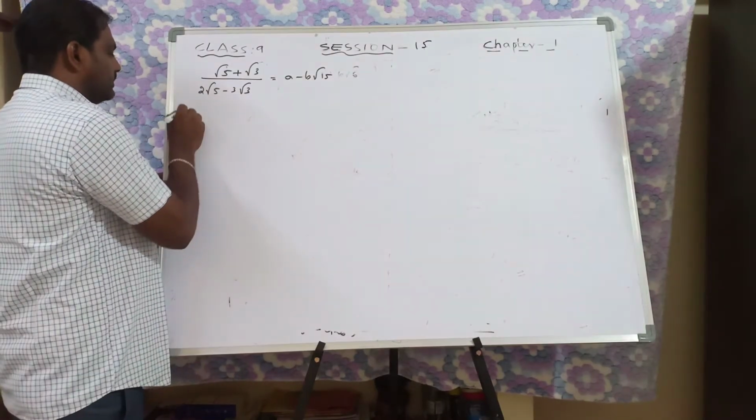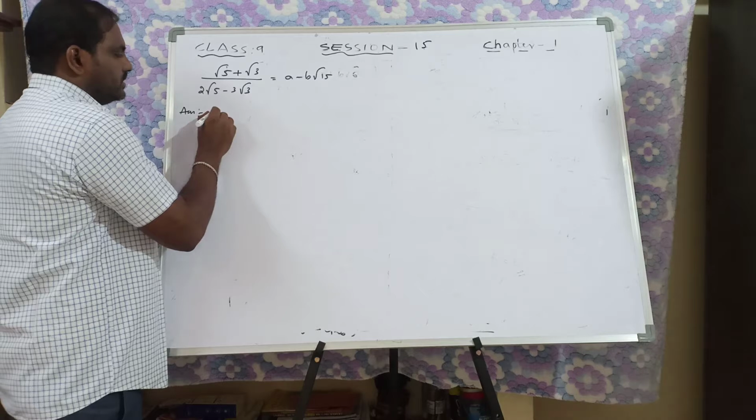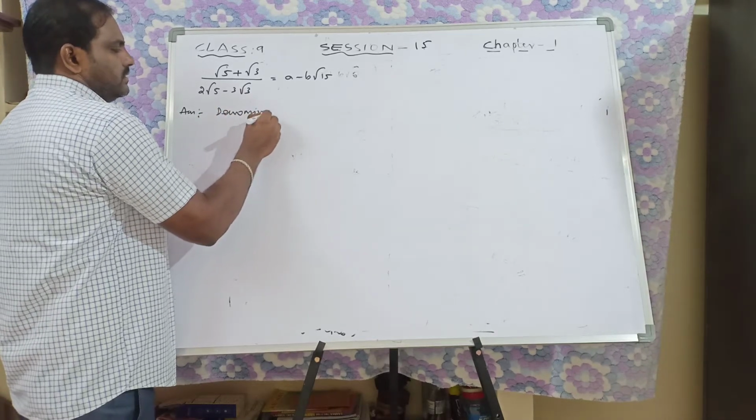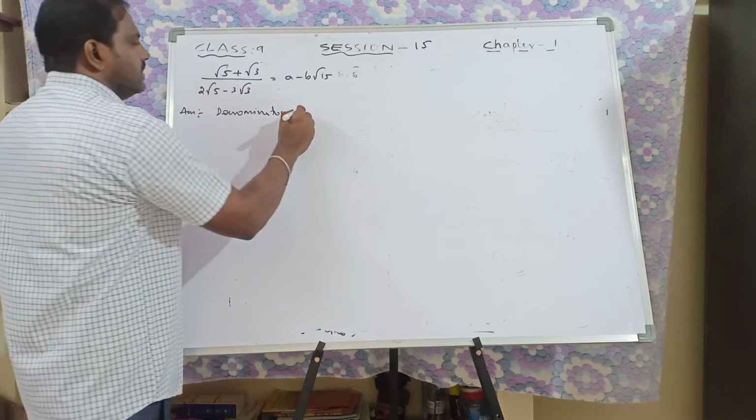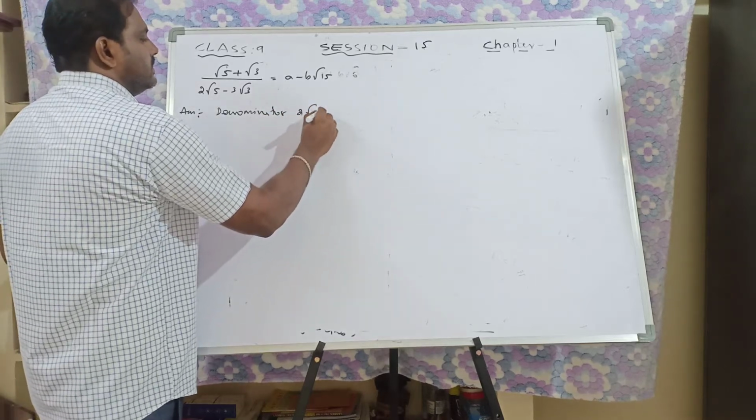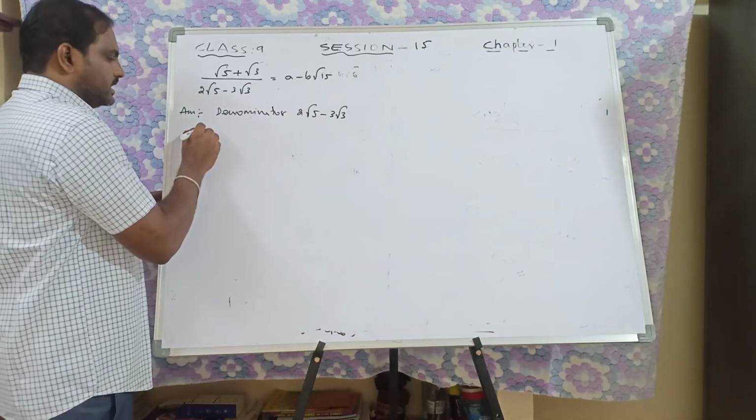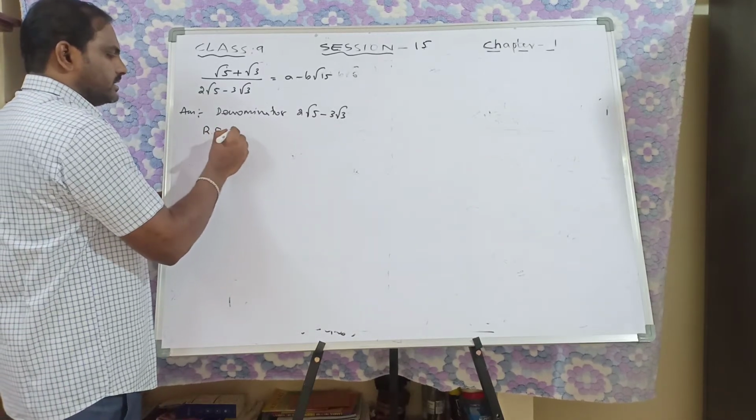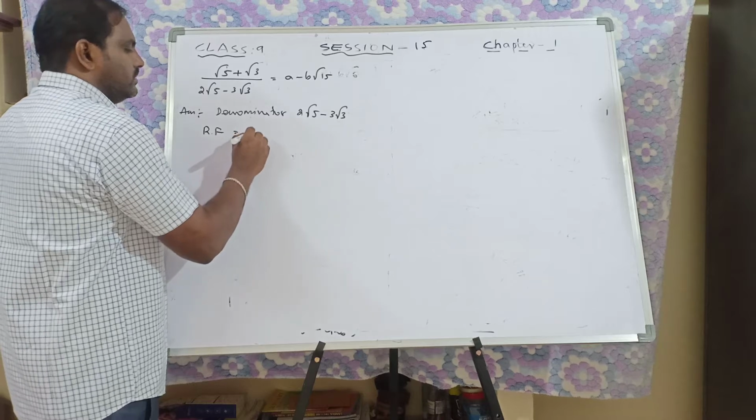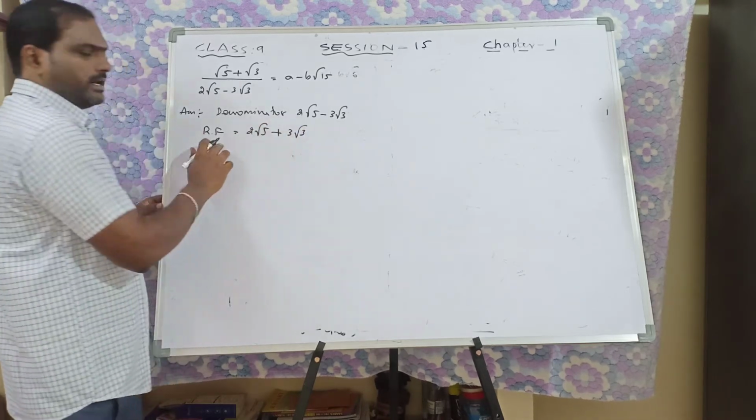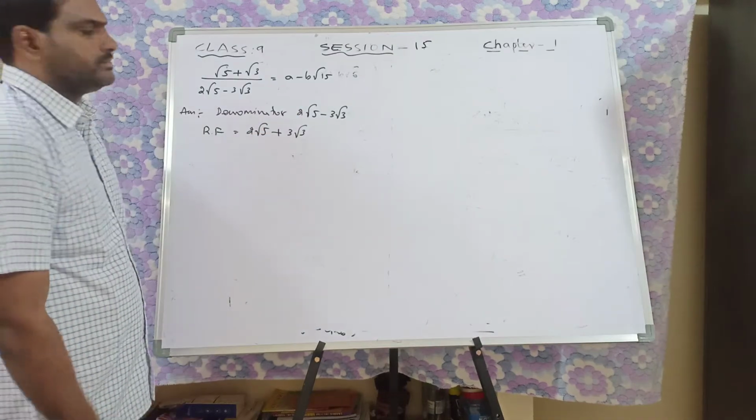So first I am writing the answer directly. What is the denominator? 2 root 5 minus 3 root 3. What will be its rationalizing factor? Its rationalizing factor will be 2 root 5 plus 3 root 3. Don't write RF, write rationalizing factor.